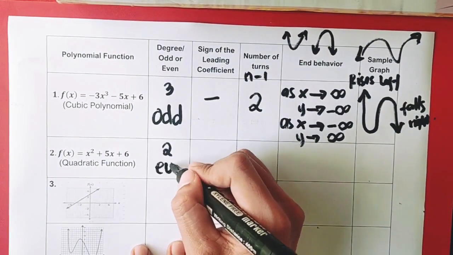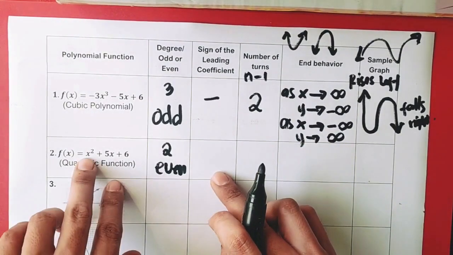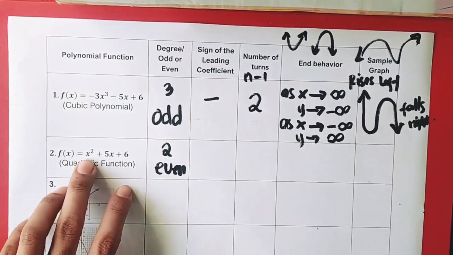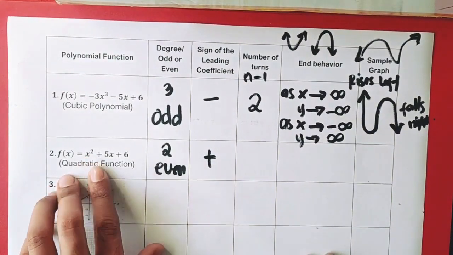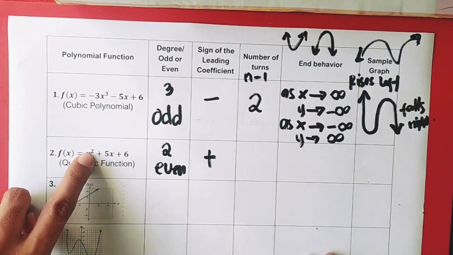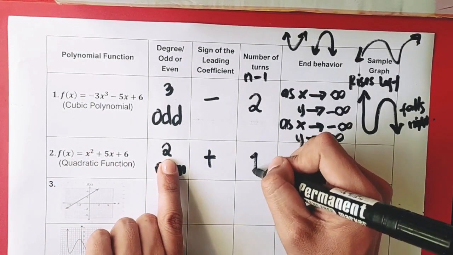2 is even. Now, what is the sign of the leading coefficient? The sign of the leading coefficient is here. The leading term is x squared. The sign is positive. So, positive. How many turns? So, n minus 1, 2 minus 1, that is 1 turn.